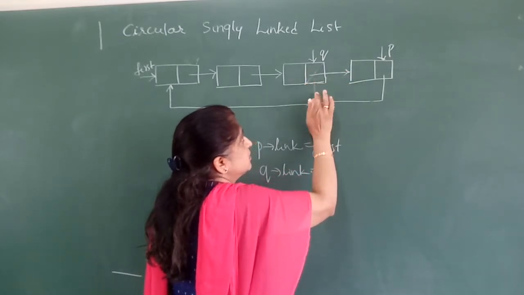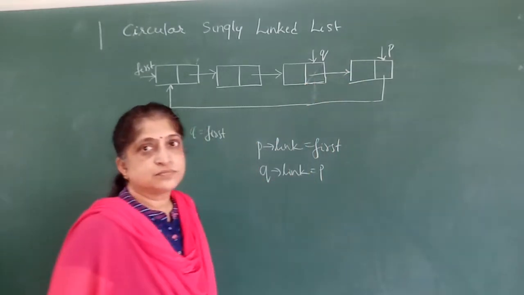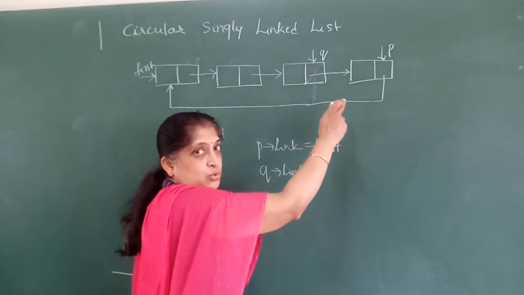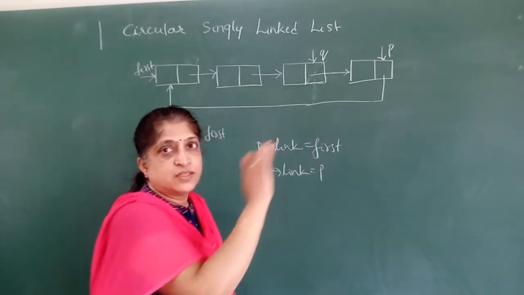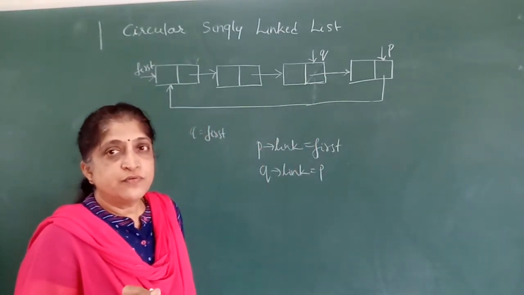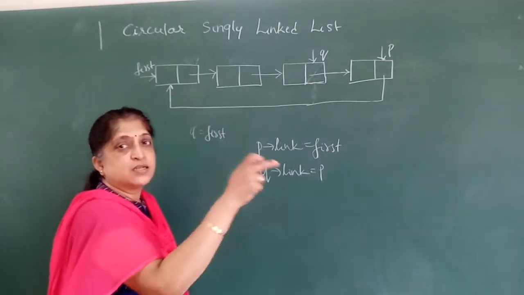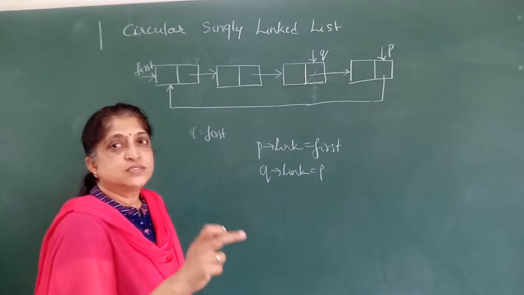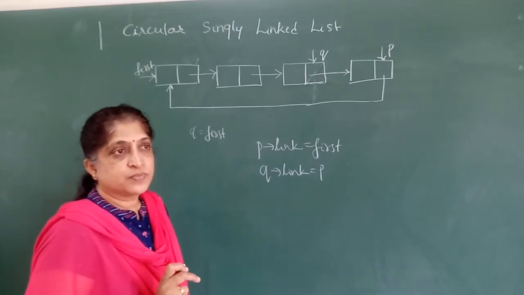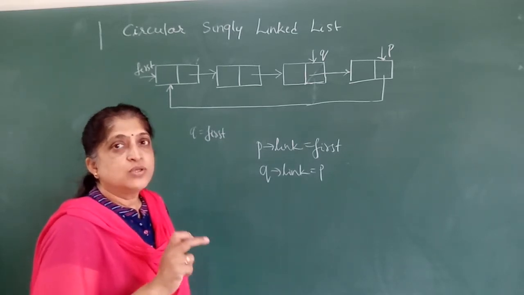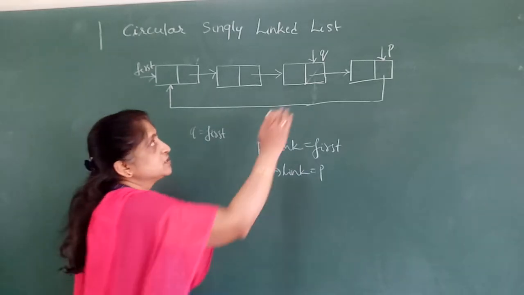Q link is equal to P. So I have inserted the new node at the end of the list. Observe, we had to traverse from the first node till the current last node before we inserted a node at the end of the list. Now let us see how to insert a node at the front of the list.